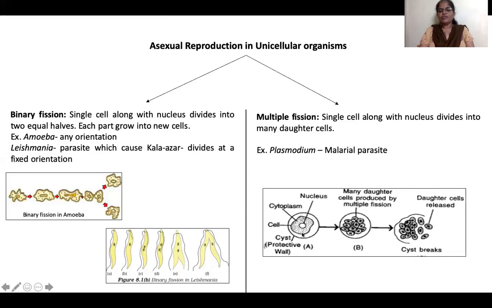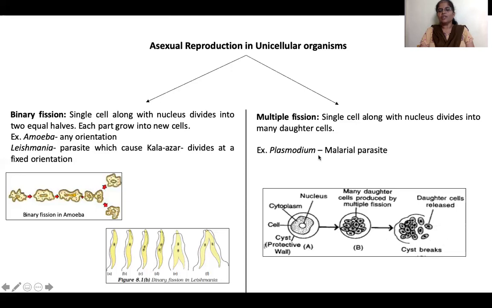If it were binary fission, the infection wouldn't have been so fast. Since it is multiple fission, the infection of malaria in the human body drastically increases.